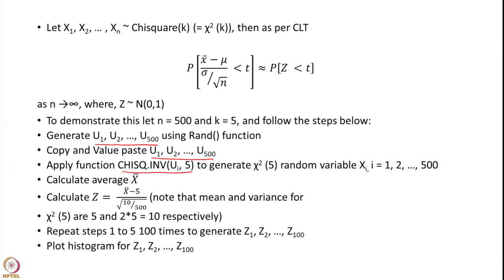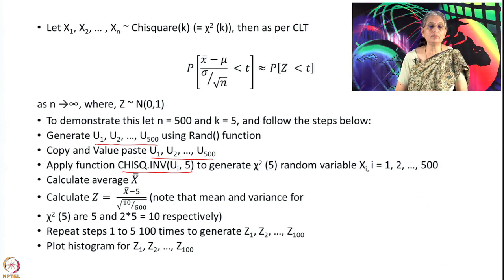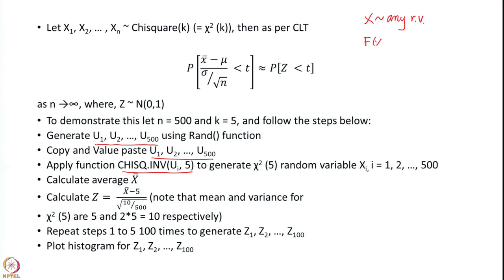Please recall what we said about generating a random variate distributed by any distribution. If x is distributed as any random variable, then f of x is distributed as a uniform 0, 1 random variate. So, if you call this y, then you can generate x by saying that it is f inverse of y. So, if you have y, you can find x, and this is exactly what we are doing. Here we have generated y's, u1, u2, u3, u500. Then we apply the chi square inverse function.